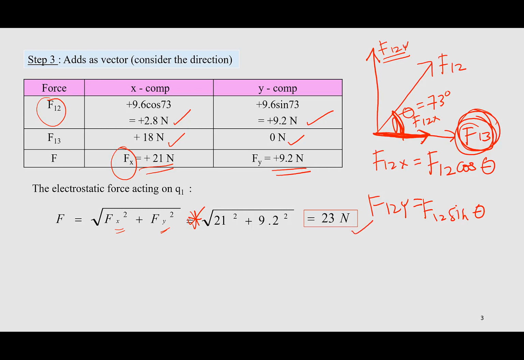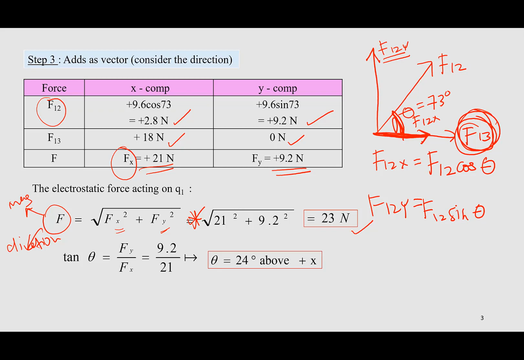Remember that the electrostatic force is a vector quantity, so it must have magnitude and direction. Remember that. Now the magnitude is calculated already. Now we find the direction. Tangent theta equals Fy over Fx. Then we get theta equals 24 degrees above positive x.